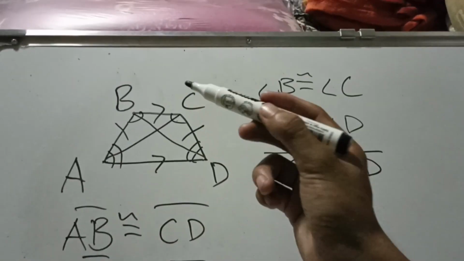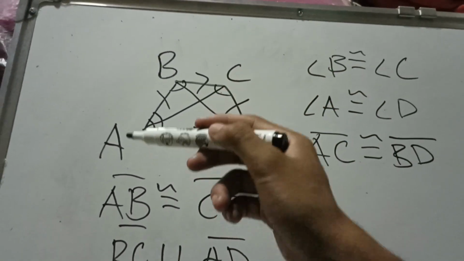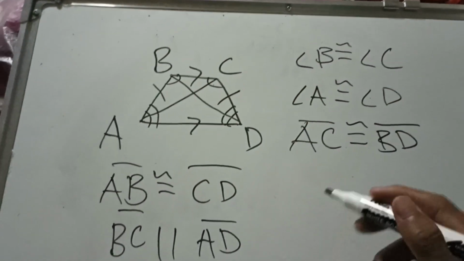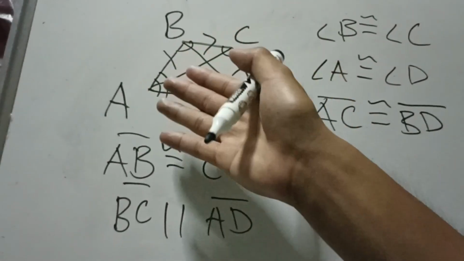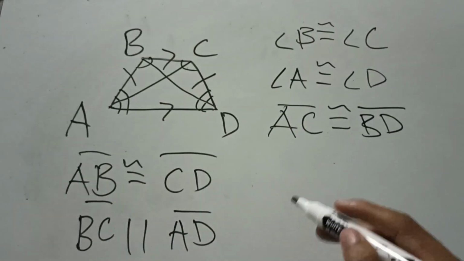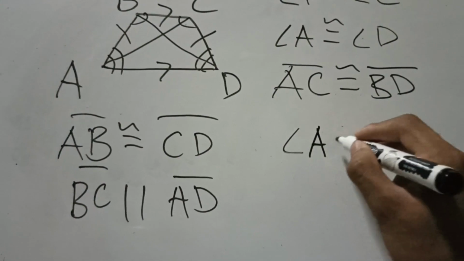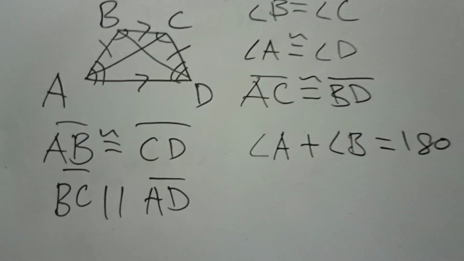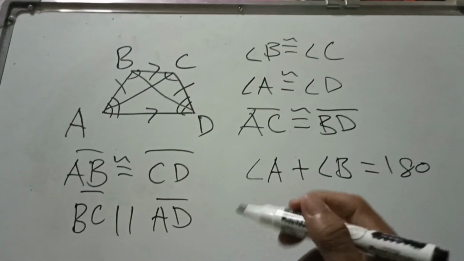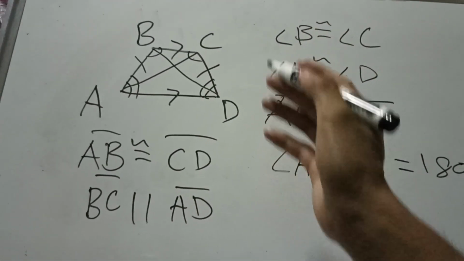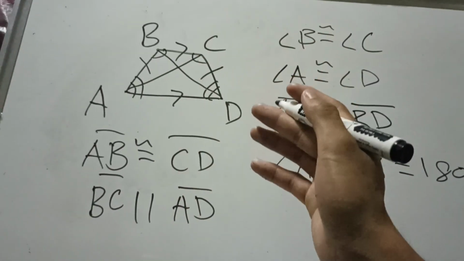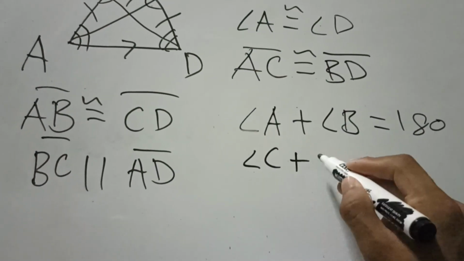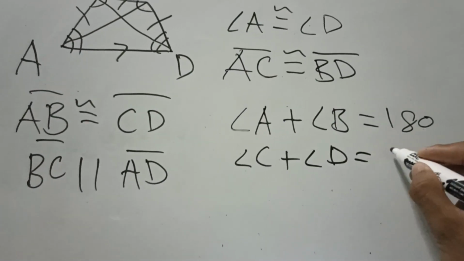Now, we can say that angle A and angle B put together is equal to 180. That means this is supplementary. We can say that angle A plus angle B is equal to 180. Same goes for angle C and D. They are supplementary. If we add them together, it's 180. So that means angle C plus angle D equals 180.